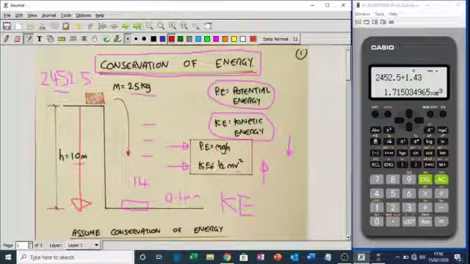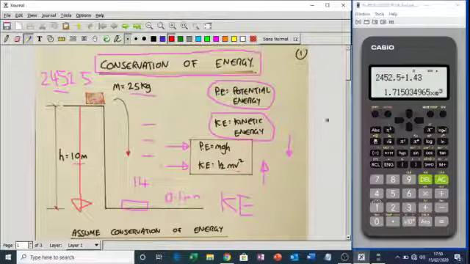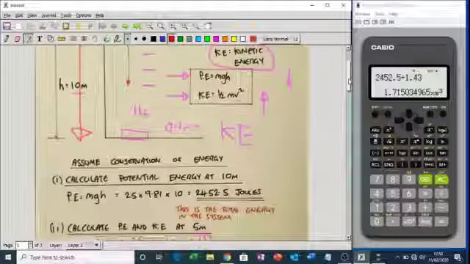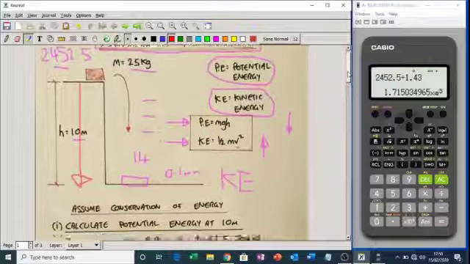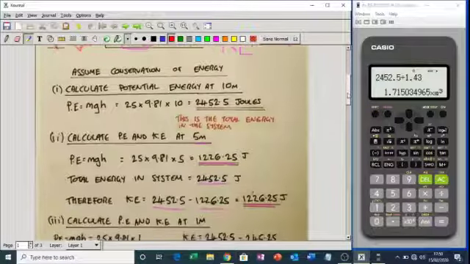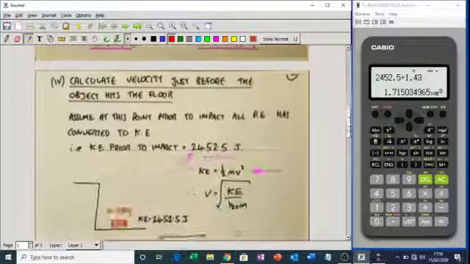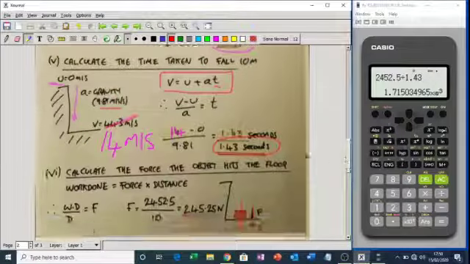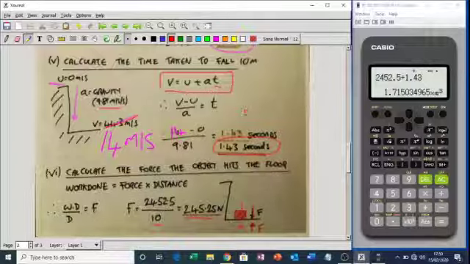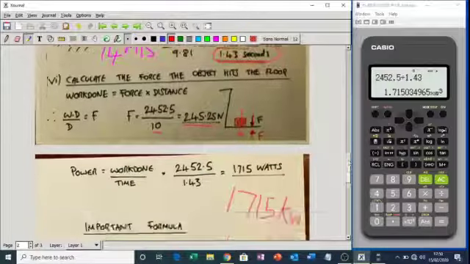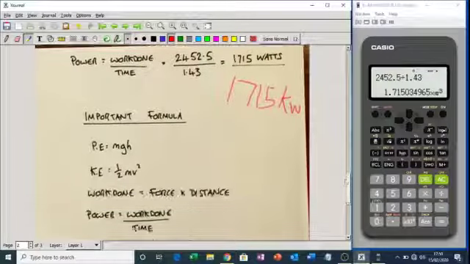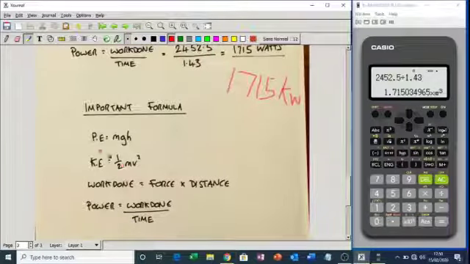PE is mgh and KE is half mv squared. Assuming there's no loss of friction, there's no energy loss due to heat or anything like that. We've used a bit of SUVAT, V equals U plus AT, and we've worked out the force and the power. So important formulas that we need to be aware of: PE is mgh, KE is half mv squared, work done is force times distance, power is work done over time.